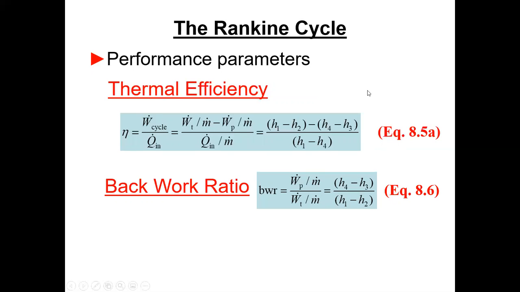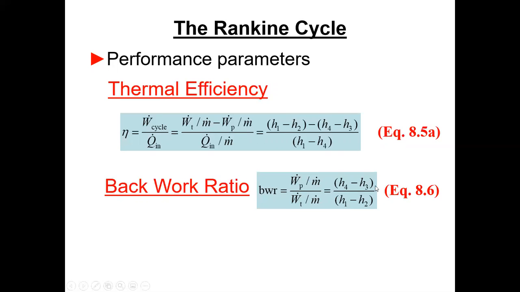Back work ratio is defined as what the pump needs divided by what the turbine produces. And so if we do it on a unit mass basis, W dot pump, the power of the pump, divided by the mass flow rate. And then likewise we do the same thing for the turbine: the power produced by the turbine divided by the mass flow rate. And it just becomes the ratio of these enthalpies.